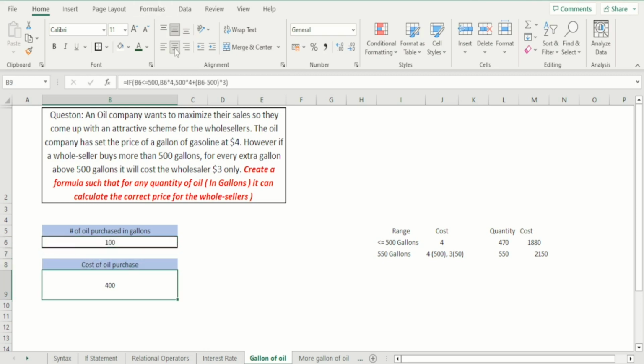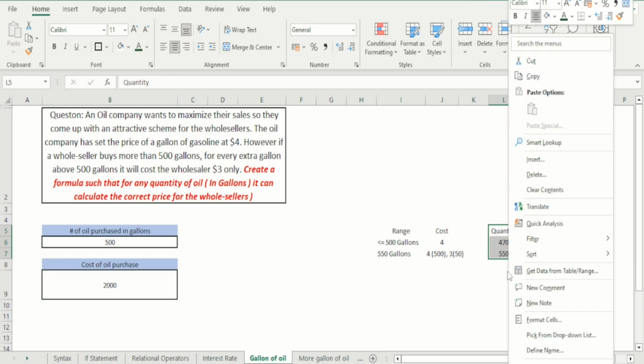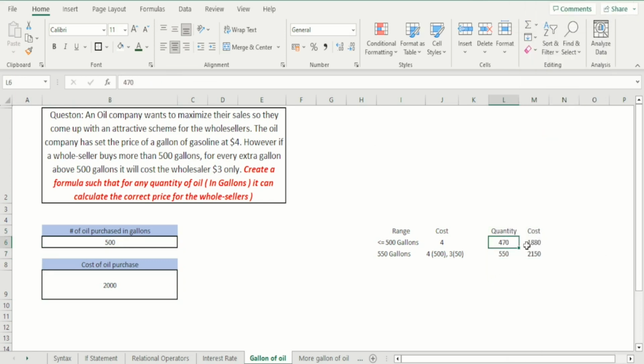The cost is correct. What about $200? Goes to $800 because it's $4 per gallon. You do it at 500 gallons, it becomes $2,000. Okay. In fact, let's quickly check what we manually calculated here, which is when the quantity is 470, the cost turned out to be $18.80.